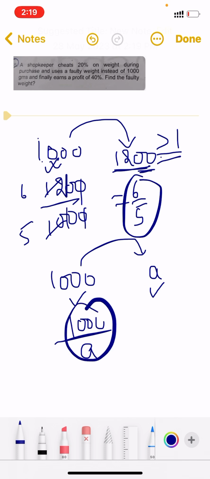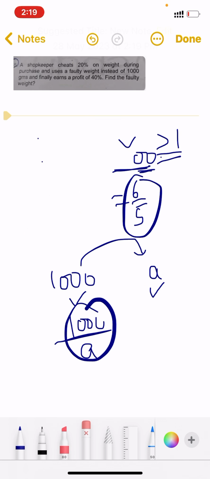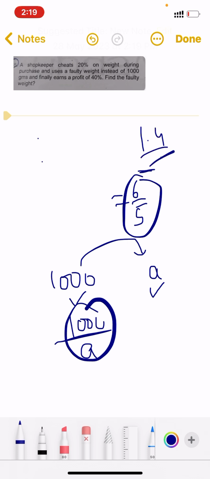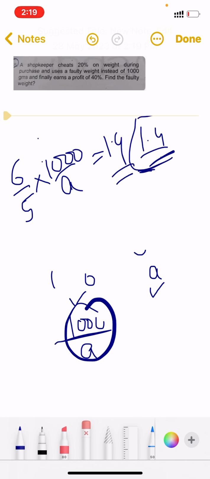And finally he earns a profit of 40%. So if he earns a profit of 40%, let me erase, this will be 1.4. Now we are done with all the multiplying factors. Let's multiply them all. 6 by 5 into 1000 by A equals 1.4, because this is the final resultant value which he is getting. Now from here you can use the constant calculator as well.